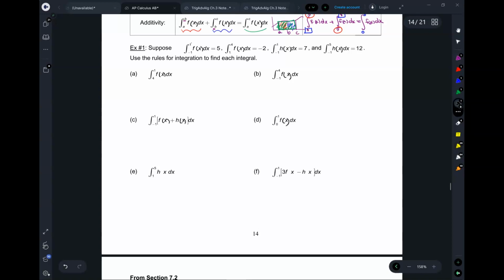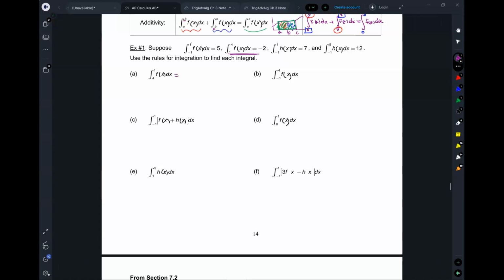Okay, so let's do the first one. It says the integral from 4 to 1 f of x dx. Okay, so let's look at the given. Do I have anything that looks similar to that? Well, yeah, here I have the integral from 1 to 4 f of x dx, right? That's similar to this, except the bounds are switched.